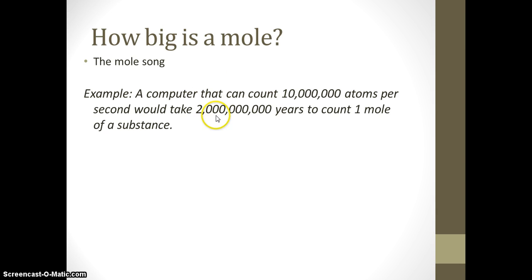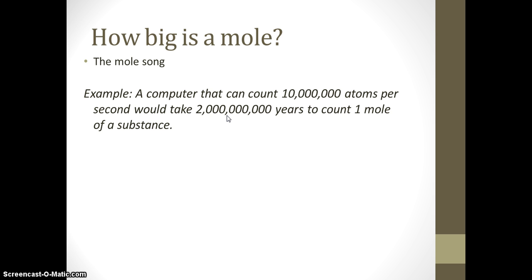Suppose that you don't know the amount of years it will take to count 1 mole of a substance. So you start with the only thing you know is that there's a computer that can count 10 million atoms per second, okay? So try to solve this using unit analysis to determine the number of years it will take to count 1 mole of a substance.